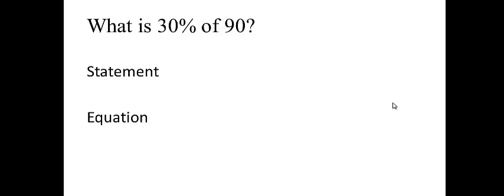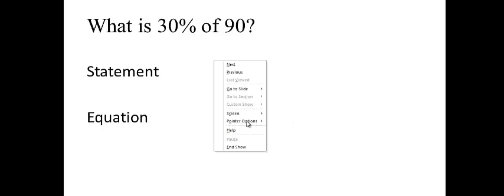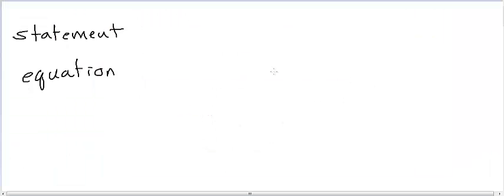Let's look at the equation. What is 30% of 90? I should say this question we want to change from a statement into an equation. And we'll do so by understanding that the word is can be translated to an equation, and the word of can be translated to multiplication. The phrase what in this case is going to refer to our variable. It's the same thing as saying what number. So if I set this up as an equation, what is 30% of 90?